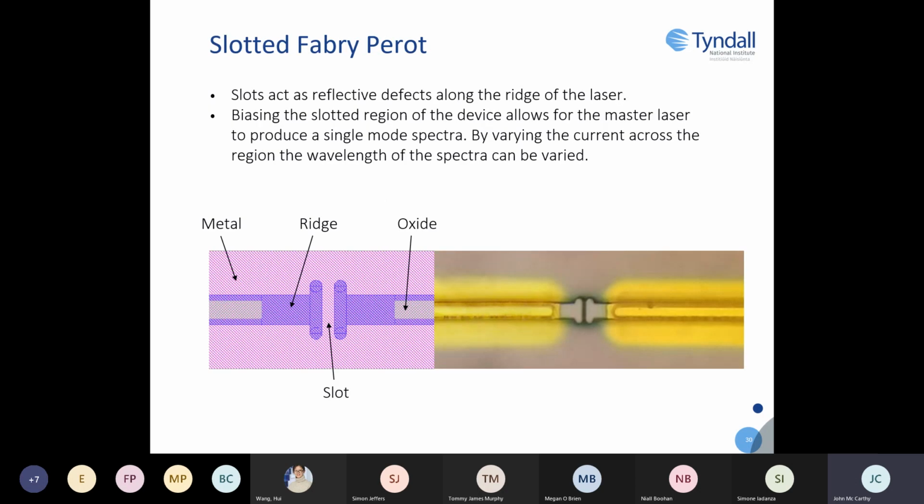For telecommunications, it is ideal that the device is single mode. An easy way to achieve this is by creating a mirror or reflective region made up of slots that have been etched into the ridge of the laser. The slots act as reflective defects by creating regions of changing effective refractive index along the ridge of the laser. By biasing the slotted region of the device, a single mode spectra can be produced, and by varying the current across the region, the wavelength of the spectra can be varied.